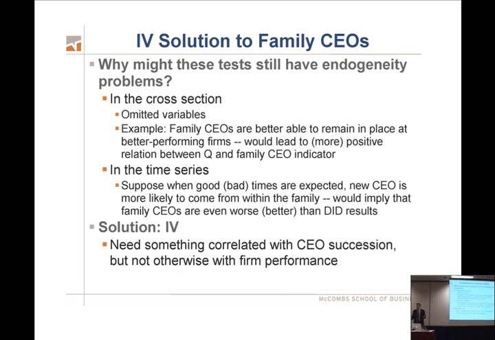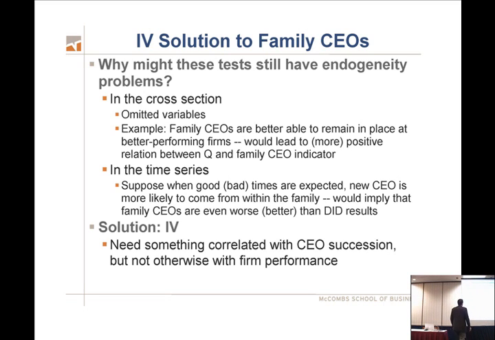Okay? But why might there still be problems? That sounds pretty good, right? And admittedly clever. So why am I still worried about endogeneity here? Well, think about two sources. In the cross-section, I've got these omitted variables. Okay? For example, family CEOs are better able to remain in place at firms that are doing well, right? If the firm is doing well, then nobody throws a fuss, and the family CEO gets to stay in business. Okay? And it may not be doing well because of the CEO. In the data, what would that look like? It would look like firms with high Q have more family CEOs, right? But it's because they had high Q, the family CEO stayed. Make sense? Okay? That would be a cross-sectional problem.